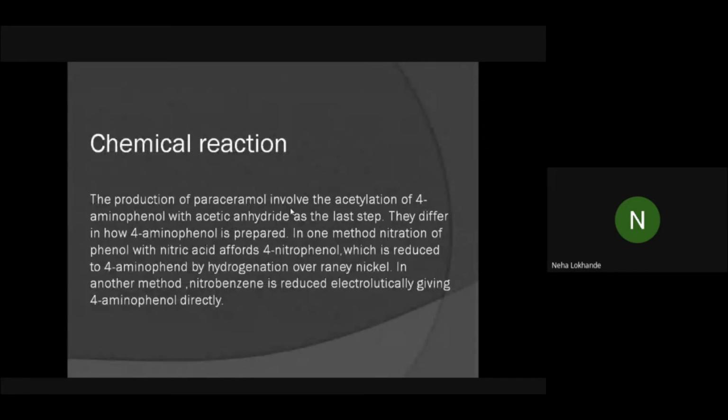Chemical reaction. The production of paracetamol involves the acetylation of 4-aminophenol with acetic anhydride. As the last step, they differ in how 4-aminophenol is prepared. In one method, nitration of phenol with nitric acid affords 4-nitrophenol, which is reduced to 4-aminophenol by hydrogenation. In another method, nitrobenzene is reduced electrolytically, giving 4-aminophenol directly.